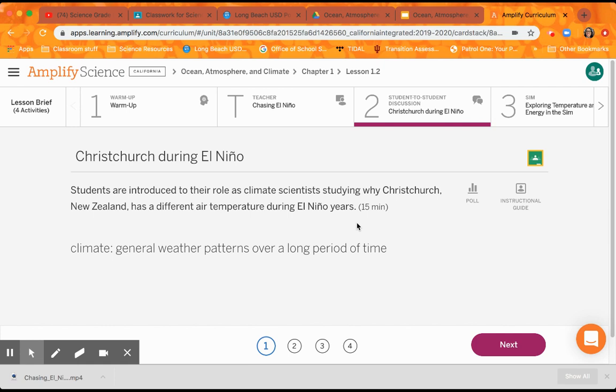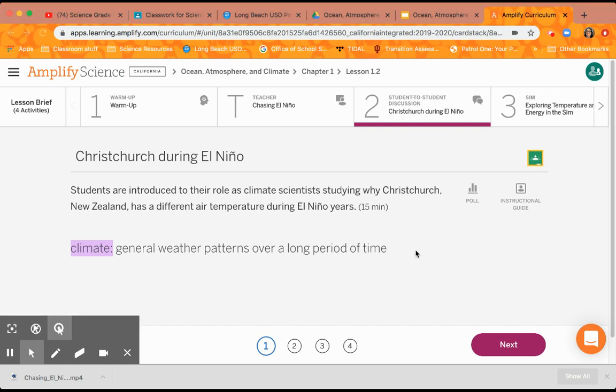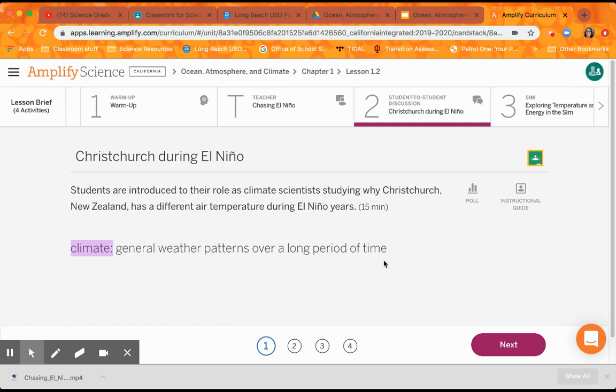Before we move forward, I want us to focus on this word climate. Climate is a vocabulary word that we will be using and hearing multiple times throughout this chapter, multiple times throughout this unit. I'm going to read the definition and point to it as I follow along. So, general weather patterns over a long period of time. So, it's not day to day, it is over a longer period of time.